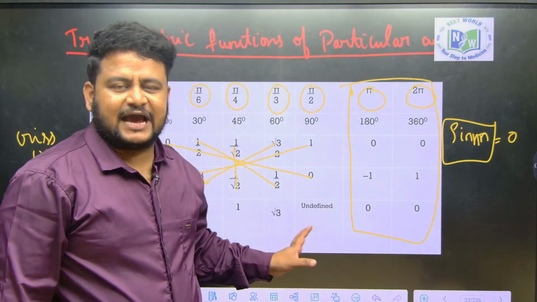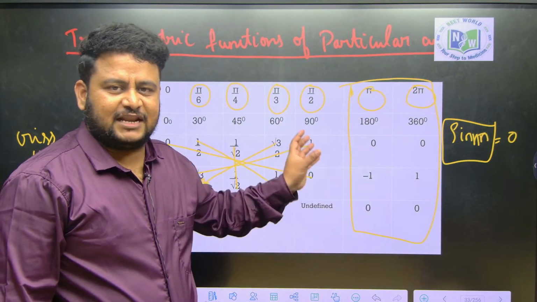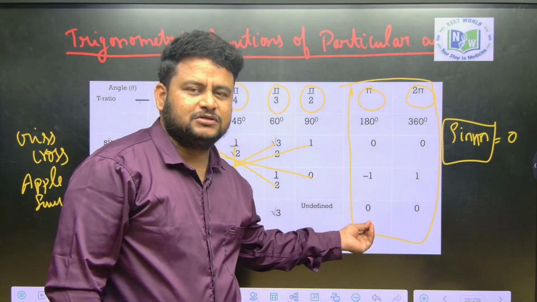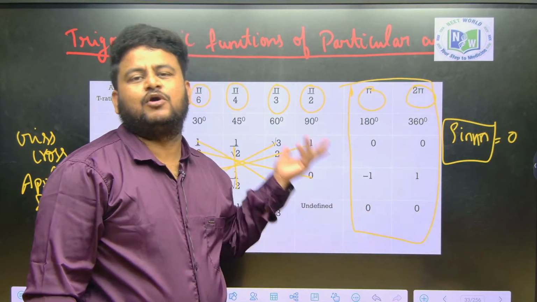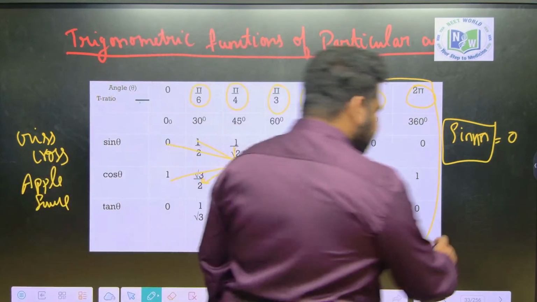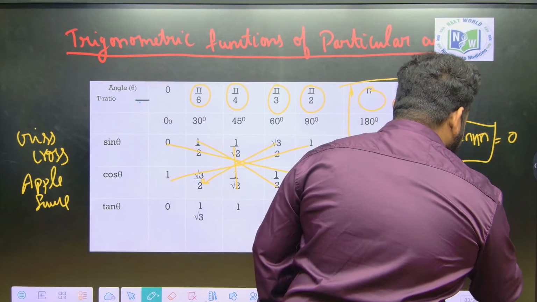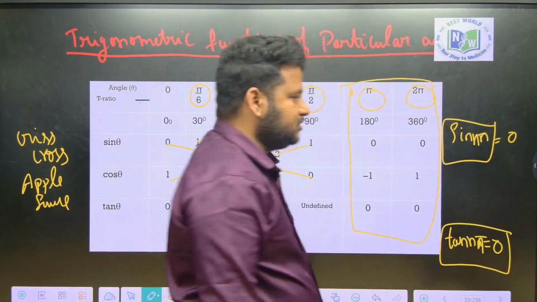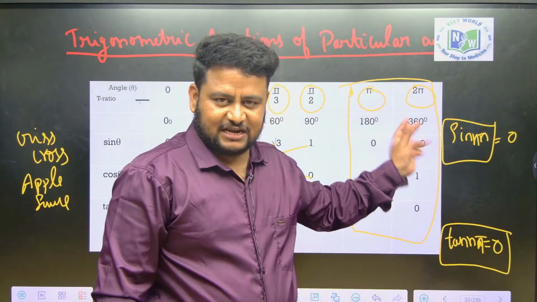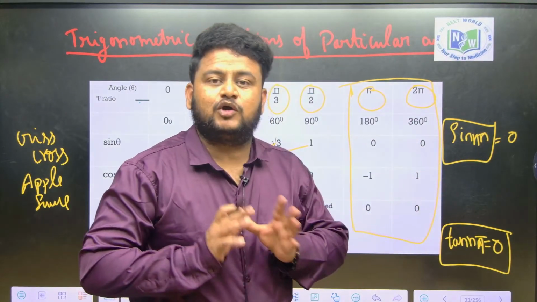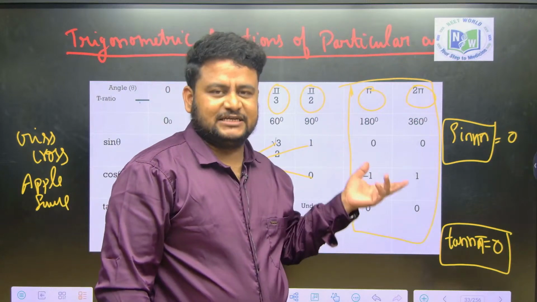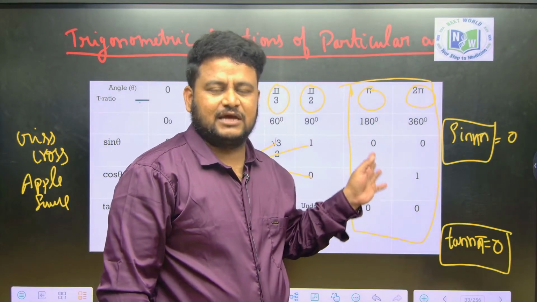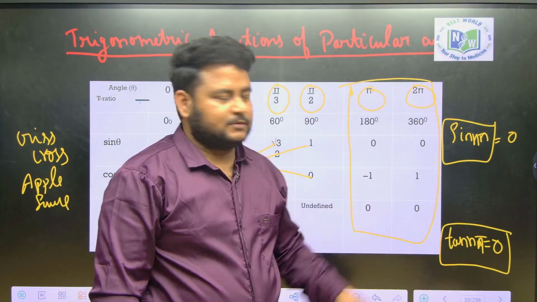Now come to tan. Tan is nothing but sin by cos. If sin of pi is 0, then tan pi will also be 0, because the numerator is 0, so the entire value becomes 0. Correct? So tan of any multiple of pi is also 0. Tan of n pi is equal to 0. They follow the same rule: sin of n pi and tan of n pi are both 0, where n is an integer. So sin 180 degree, sin 360 degree, sin 720 degree are all 0. Similarly for tan.